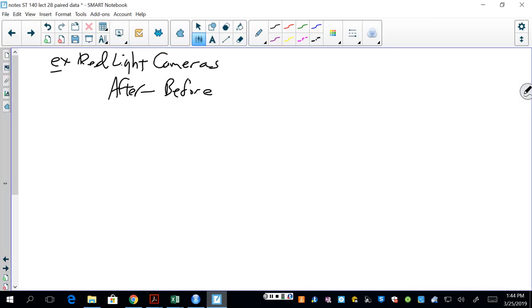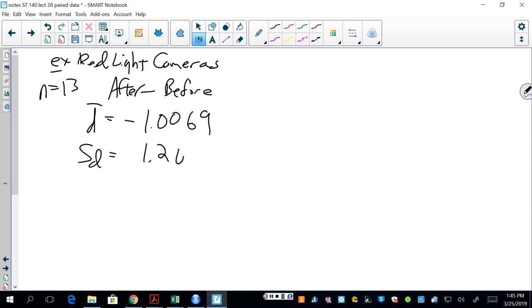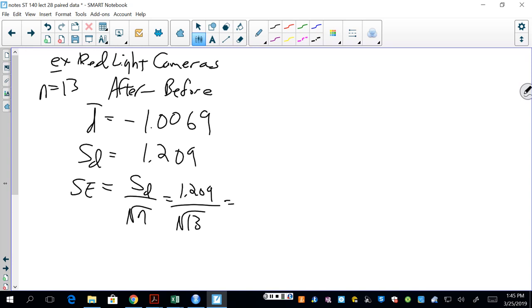So a few summaries of this. We have the differences, the average difference. There are 13 intersections used. The average decrease is 0.069. The standard deviation of that difference column is 1.209. The standard error we're going to use is the standard deviation over the square root of n, 1.209 over the square root of 13. The standard error is 0.3354.